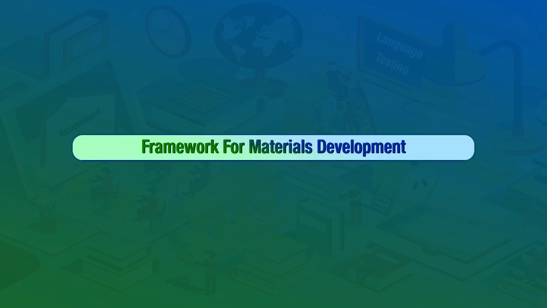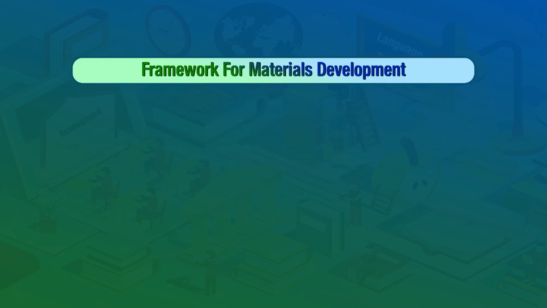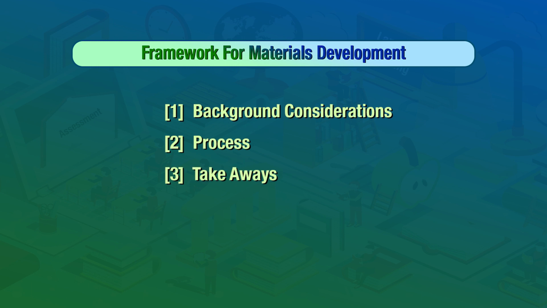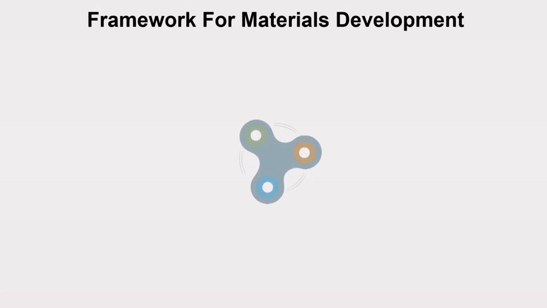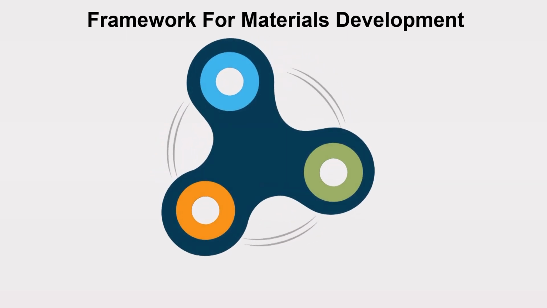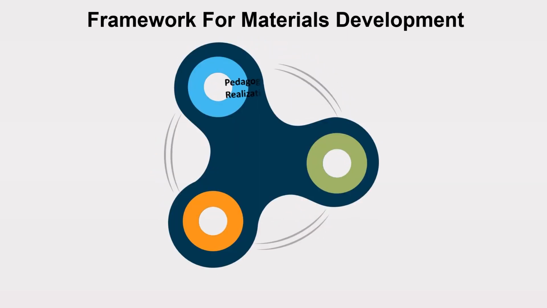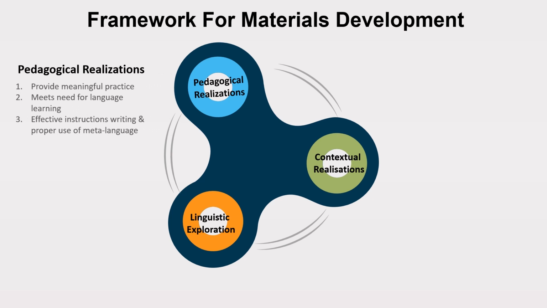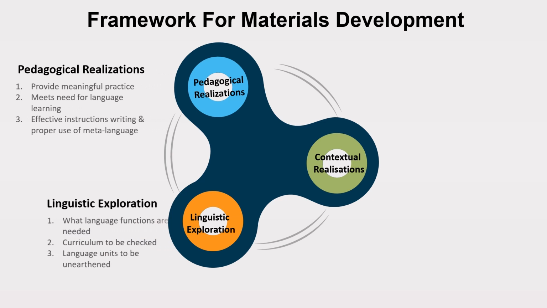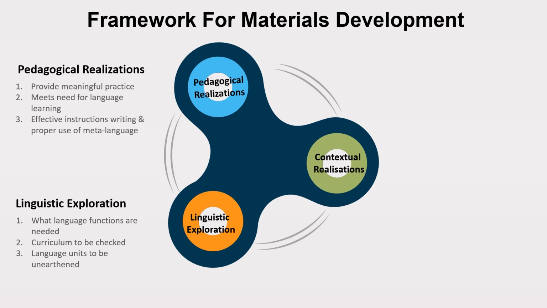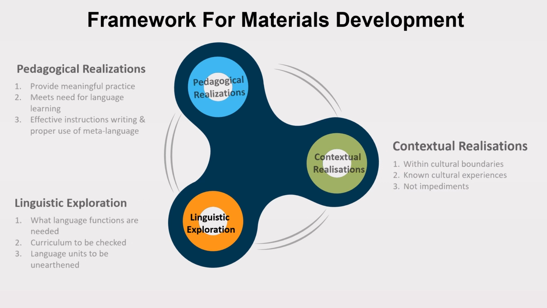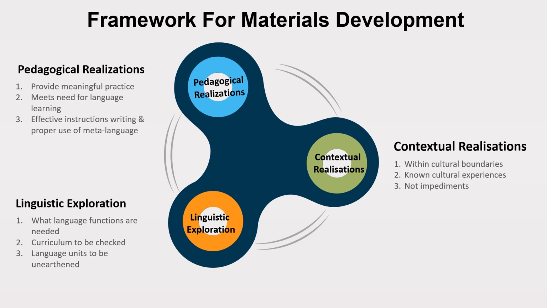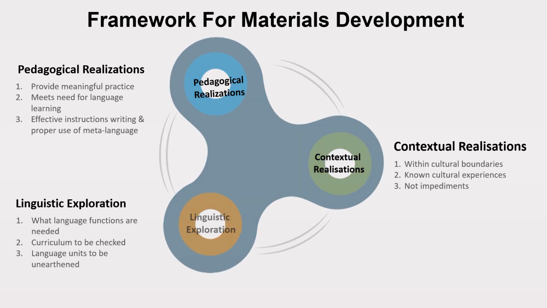In this part, we will be talking about the framework of materials development along with the process of materials development. The primary consideration to be taken into account while designing materials is a threefold concept of realizations. It can be represented in a form of a diagram which shows the linguistic realization, pedagogical realization, and contextual realization. Materials development works in the background of these.